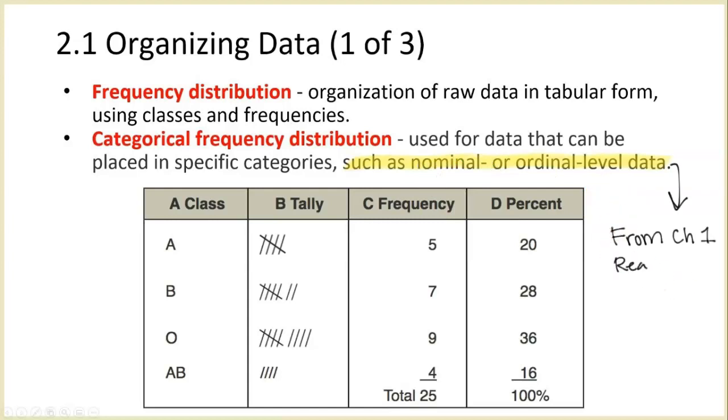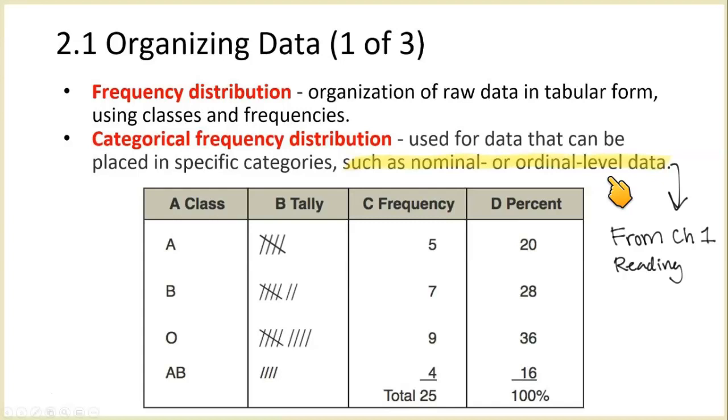Nominal data, to reiterate what that is, is anything that can be classified by an attribute or a characteristic. In this case, blood typing is an attribute or a characteristic. You can either be A, you can be B, you can be O, or you can be AB. And then ordinal data is any type of data that represents categories that can be ranked.